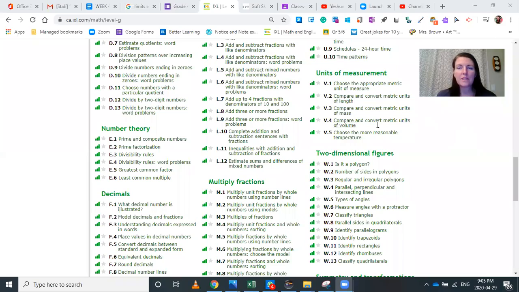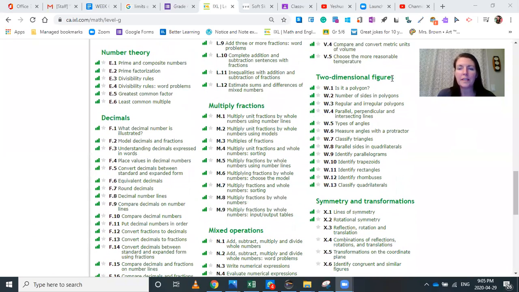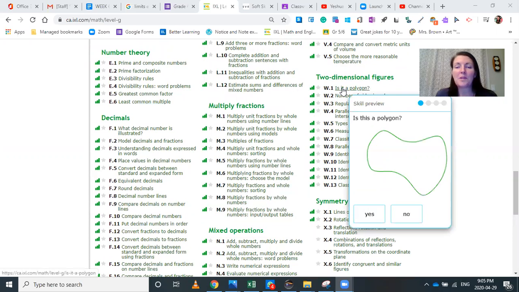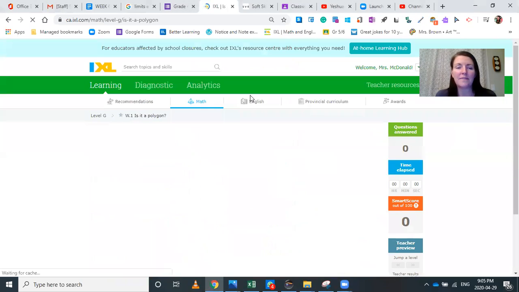Today, we are going back into IXL after your test on measurement, and we're going to be looking at two-dimensional figures, which is section W. So we're going to start with W1 and W2 today. Let's get into it. What is a polygon?